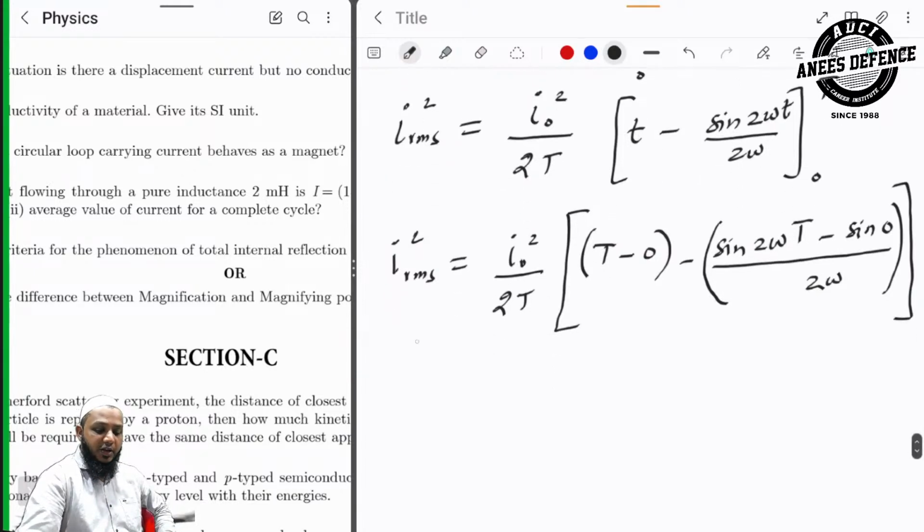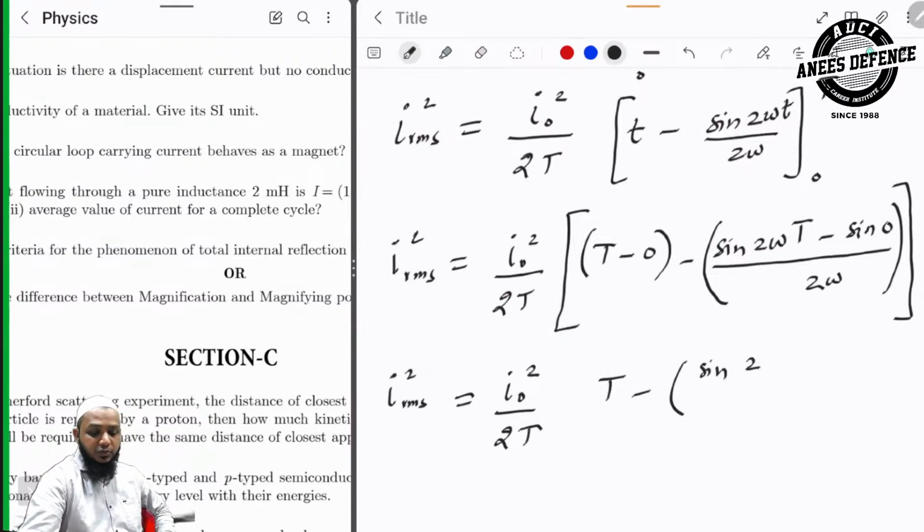Okay. So what will be my next step? Tell me the next step. I RMS square is equal to I naught square upon 2T. It will be T only, minus sine, inside the bracket, sine 2 omega T. Omega is 2 pi by capital T, into T, minus sine 0. Sine 0 becomes 0, no? Upon 2 omega.